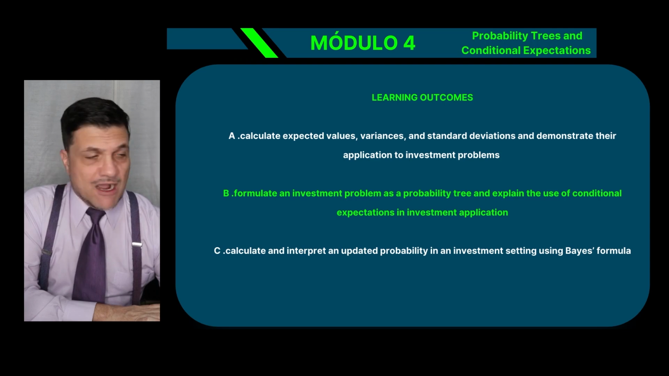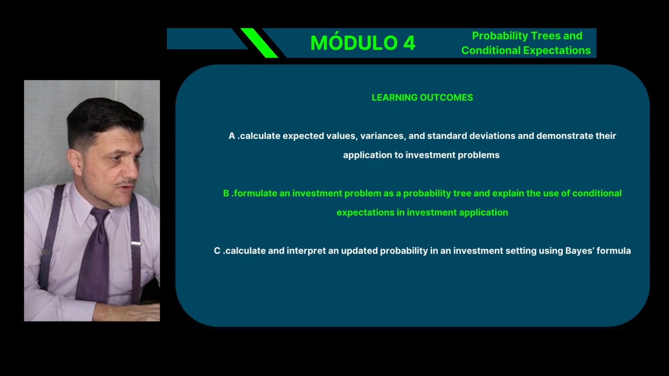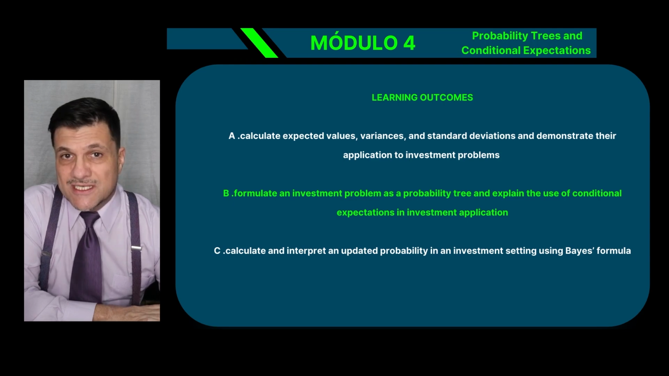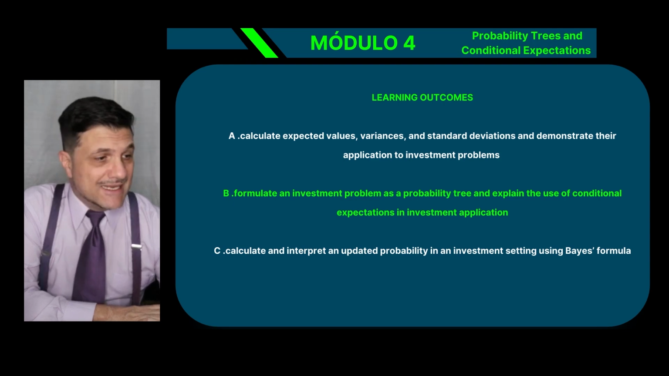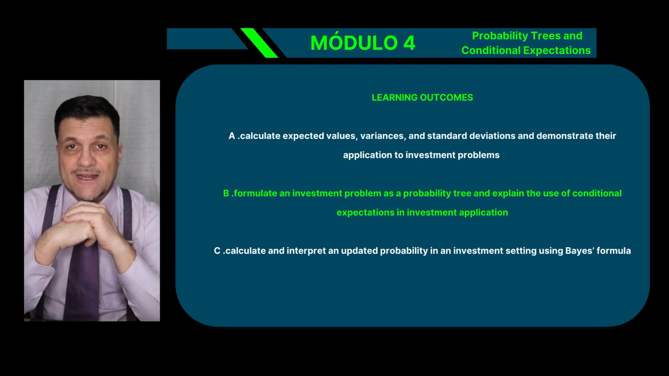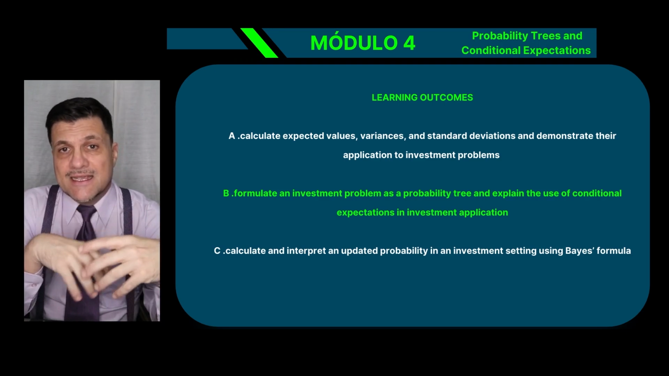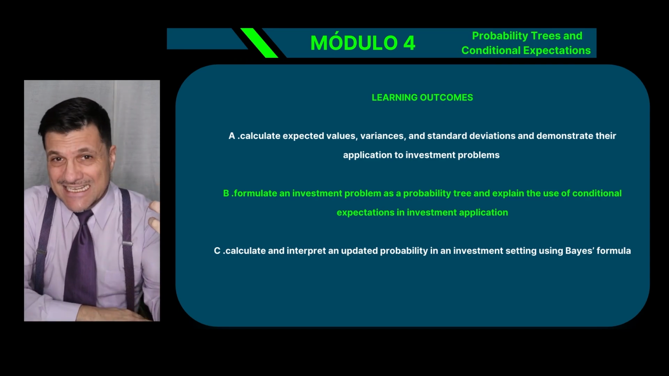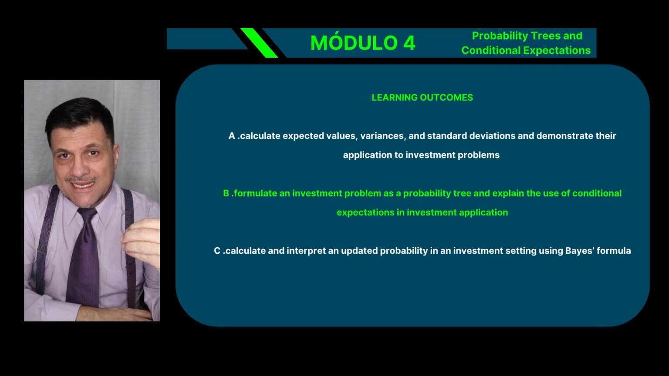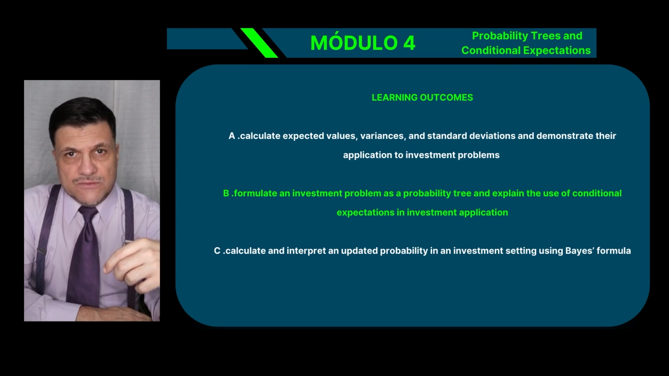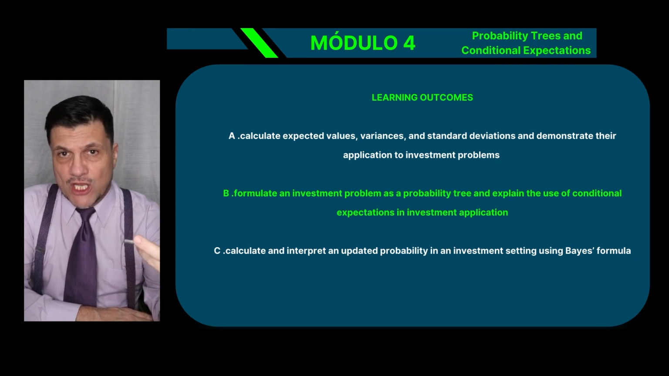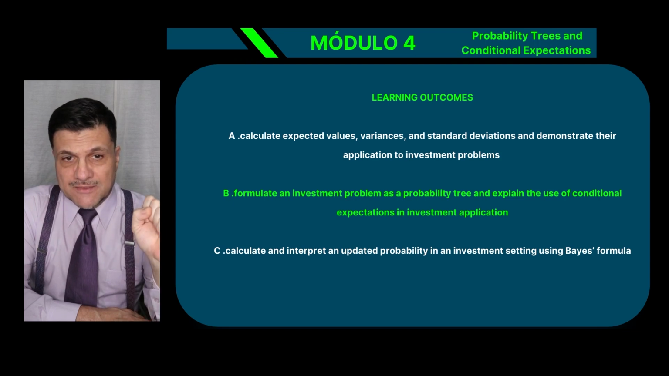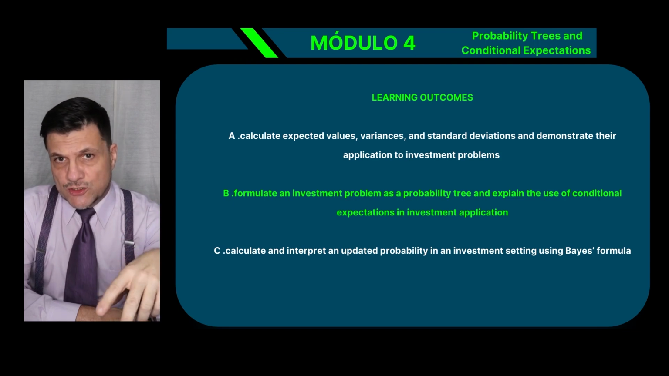Learning outcome C: calculate and interpret an updated probability in an investment setting using the Bayes formula. That's a very important formula in financial analysis. The formula of Bayes is the identity that tells you that, given an event, what is the probability of another event to happen. However, it's based on conditional probabilities.